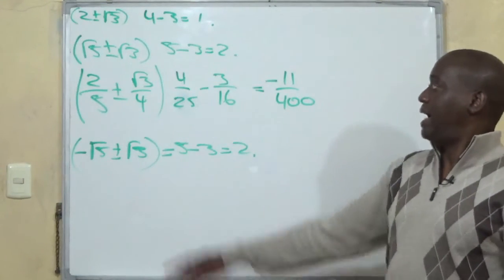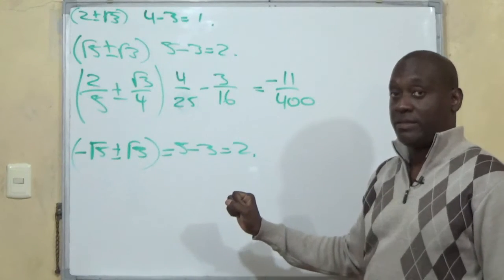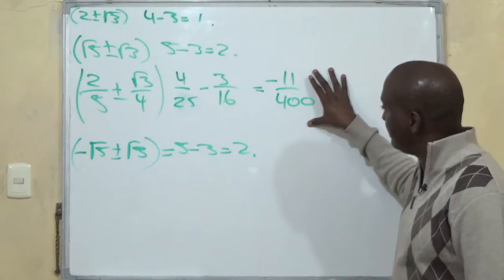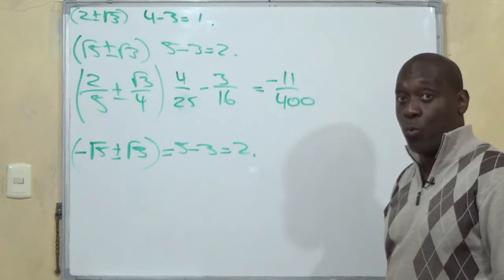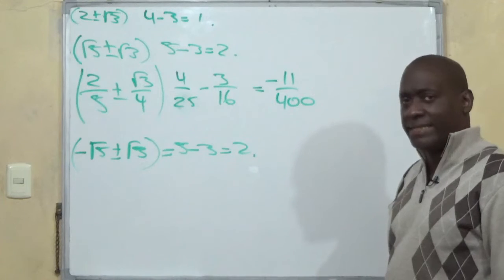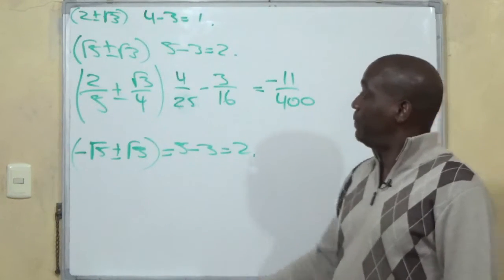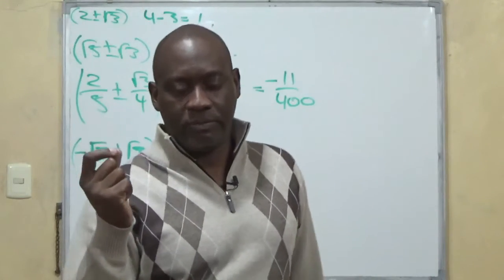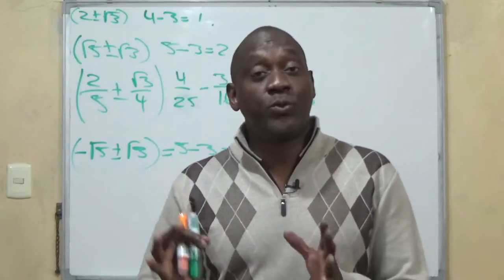And we actually did it, and you saw the result in each case. In this case, the result was 1. In this case, the result was 2. In this case, the result was minus 11 over 400. In this case, the result was 2. All right, no problem. If you notice, in each of these 4 cases, and in every case like that, what we'll basically be utilizing is the difference of 2 squares.